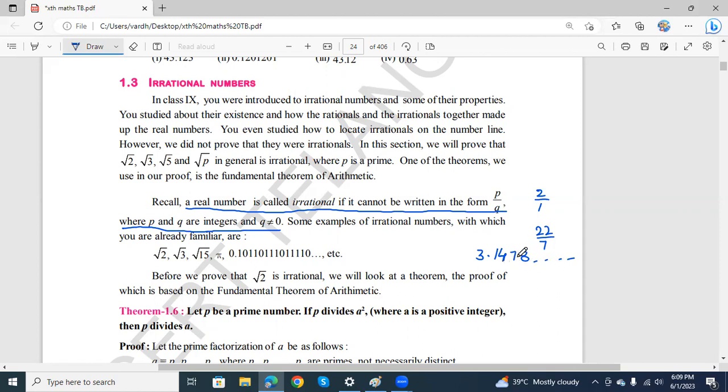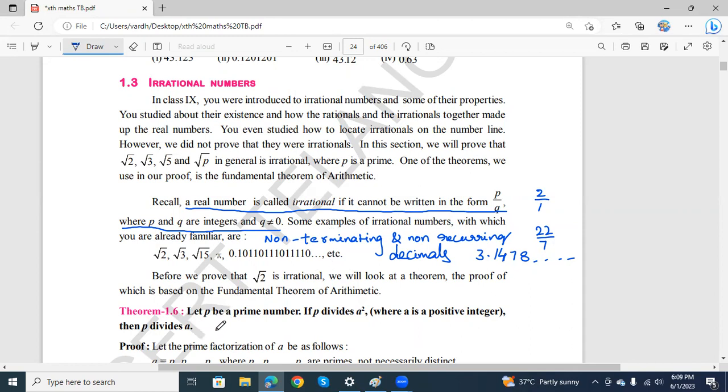So this is called irrational number: non-terminating and non-recurring decimals are called irrational. This is one definition, this is another definition. These are called, sorry, irrational numbers. This point is important.